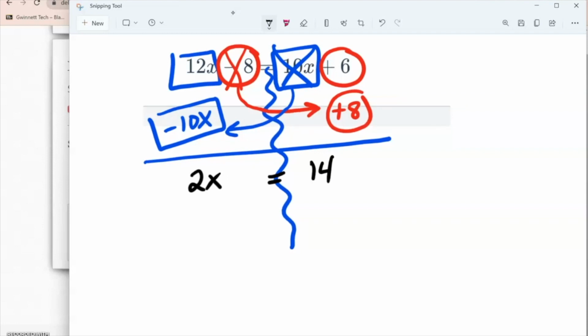Okay. Then what's my final step? Because I remember I want to isolate x. Then I want to do the opposite of what it is. Right now it's multiplication. So I'm going to divide by 2.